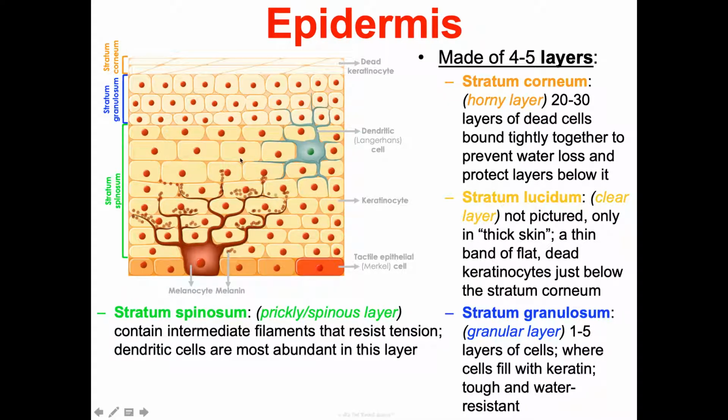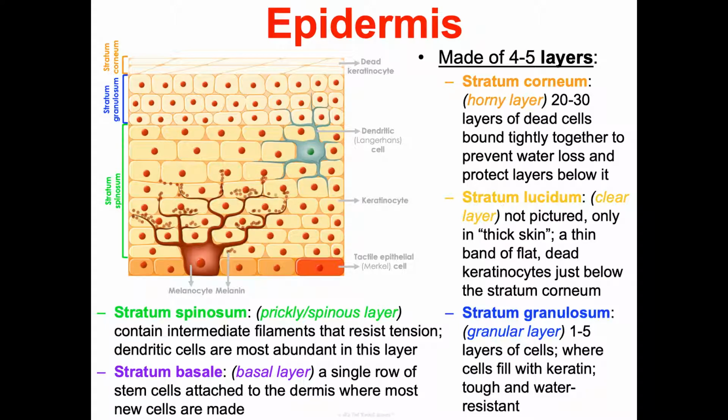All right, the stratum spinosum is here. This is our prickly or spinous layer. It contains intermediate filaments that help to resist tension, and the dendritic cells are the most abundant in this layer.